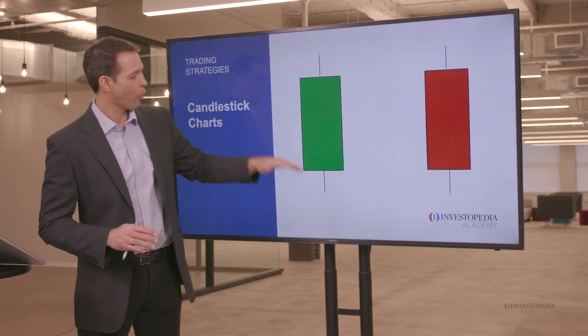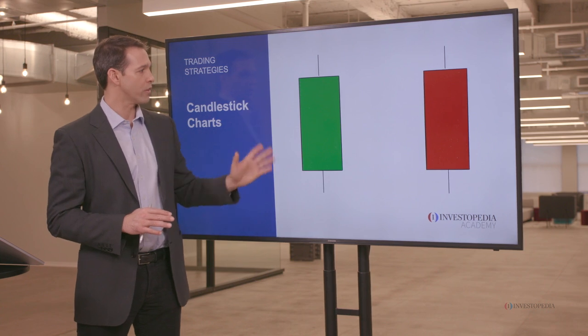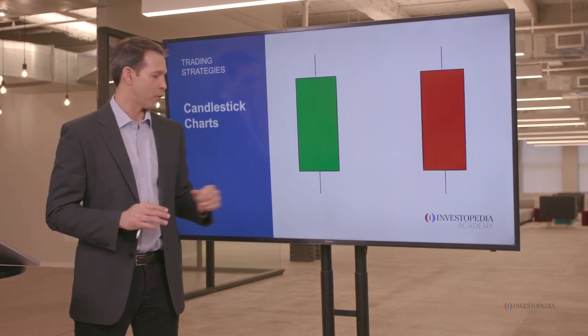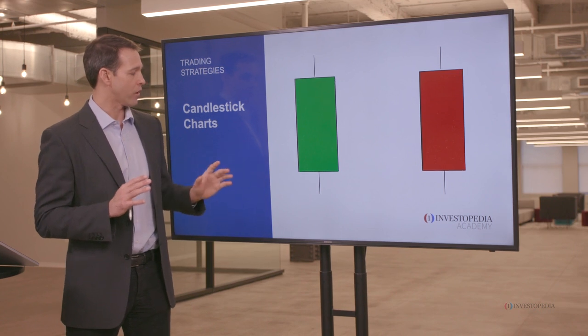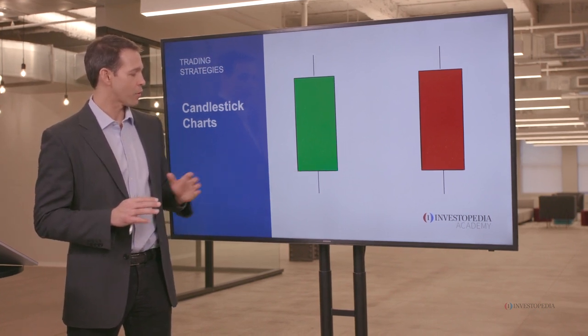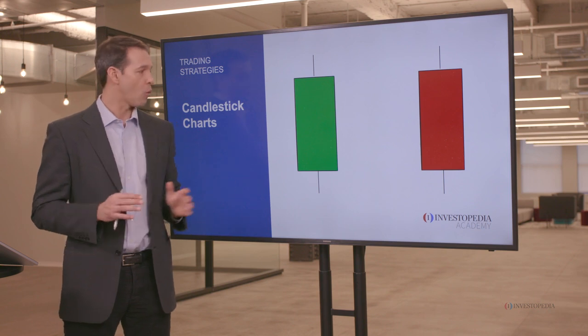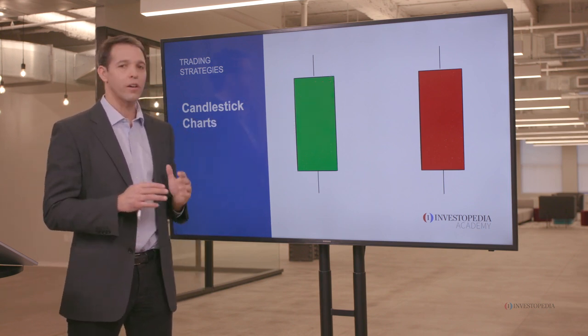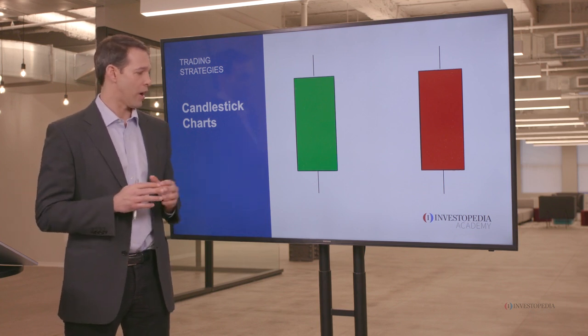And the way you want to look at this is this. The entire price move that's happened during this candlestick is from the top of the wick to the bottom of the wick. Now, the body of the candle is key because the bottom left on a green candle represents where the price opened for this time period, and the top right of the green candle will tell you where the price closed for that time period.